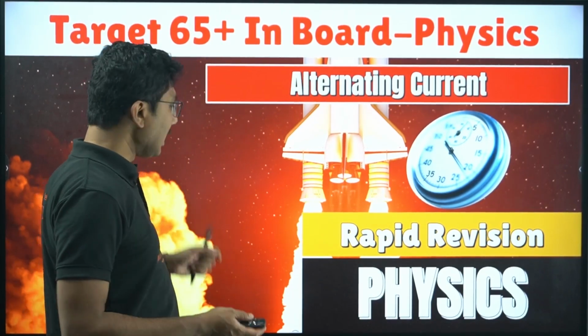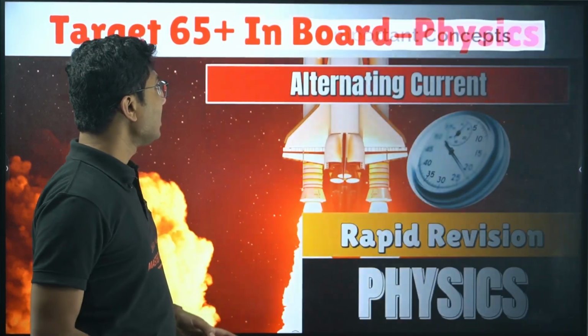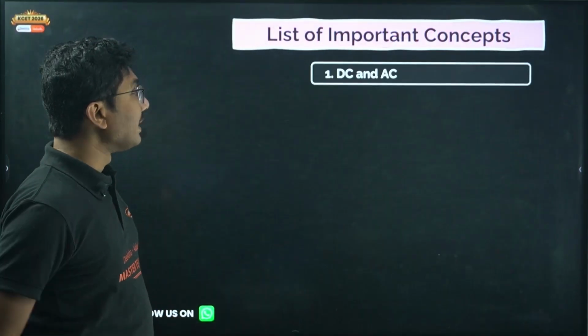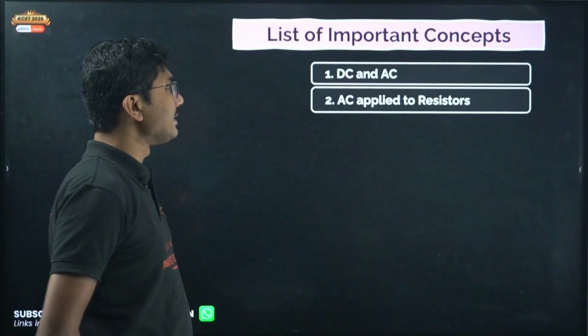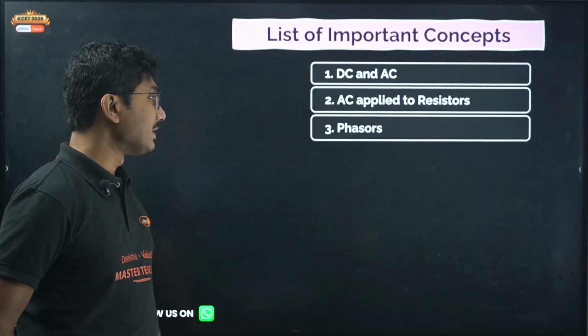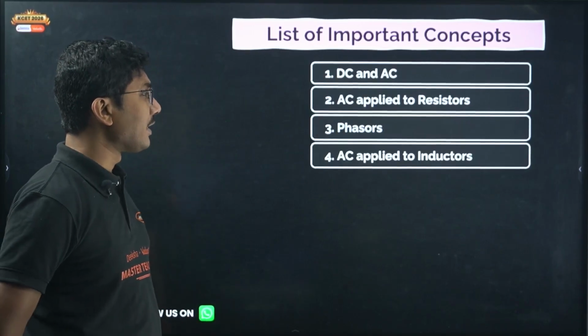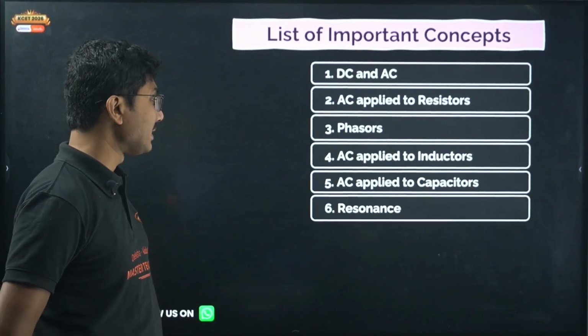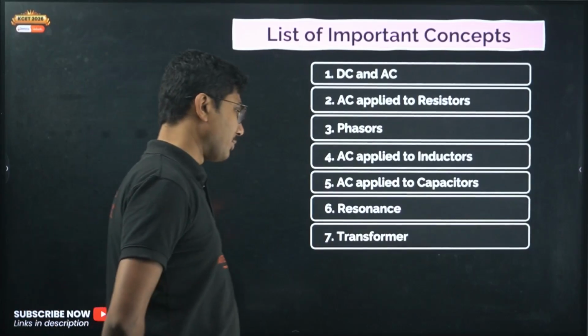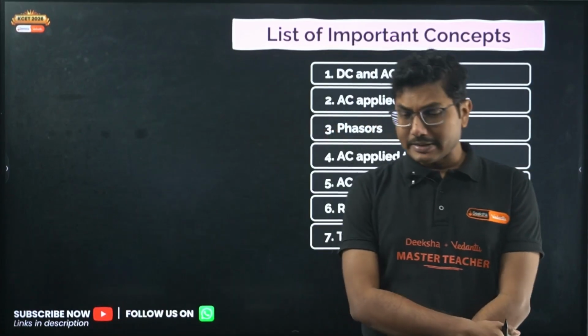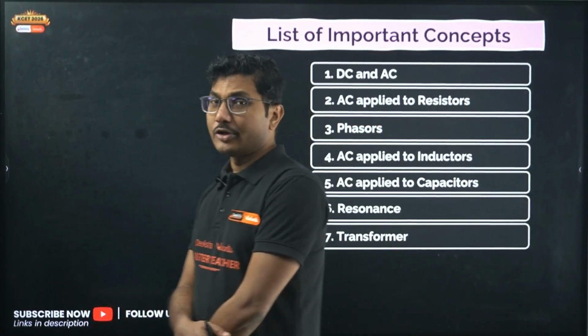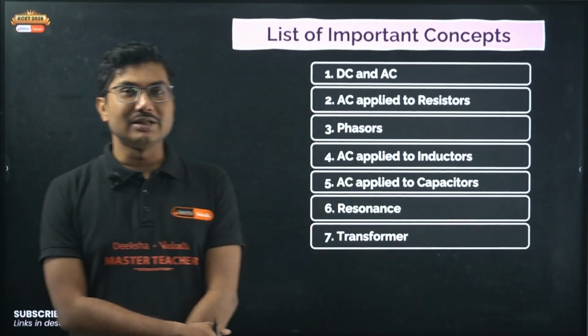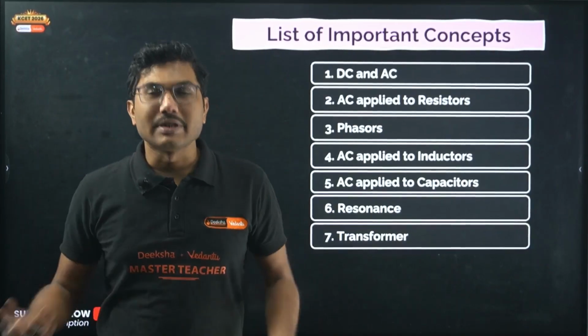First we will see the important concepts of this chapter. So what are all the important concepts? DC and AC, difference between DC and AC, AC applied to resistors, phasors, AC applied to inductors, AC applied to capacitors, resonance and transformers. Now here you might say, sir, only one numerical is going to come, so if I practice numericals then this chapter will be sufficient for us.